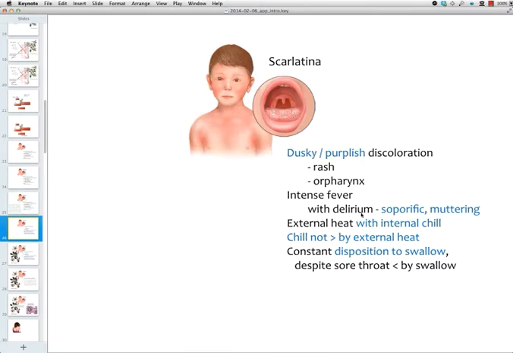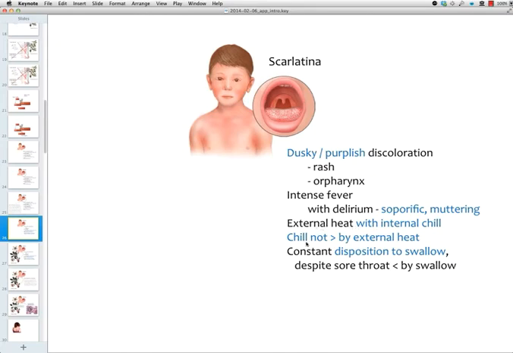The fever is intense with delirium, but the delirium is soporific and muttering, sleepy and not too responsive. It's not an excited or fearful delirium. The pace is very interesting in that the chill accompanies heat, rather than chill and then heat and then perspiration, a typical succession of stages. Of course, with belladonna we'd see heat alternating with chill or continuous heat. Here we see the chill accompanying the heat phase of fever.